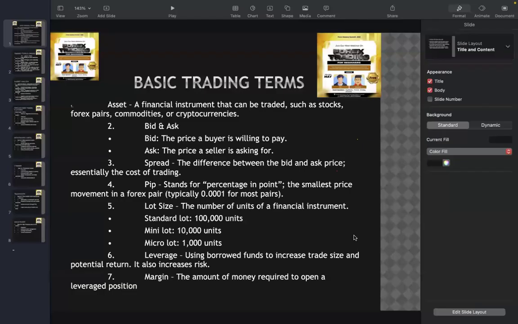So we have leverage. Leverage is using borrowed money to execute a trade. It's just like you having a 5,000 capital.